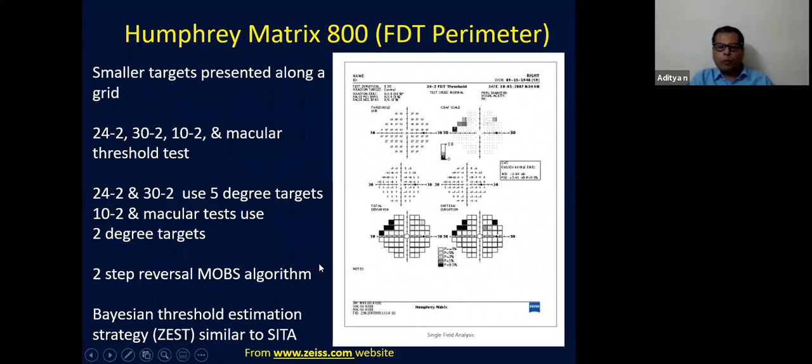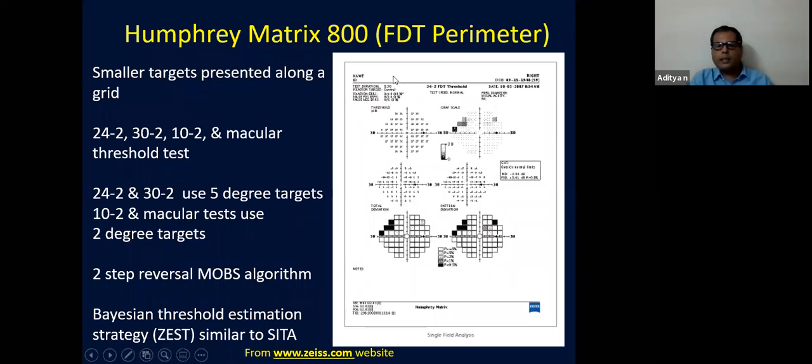There are both screening programs and threshold programs. In threshold programs, they use the 2-step reversal instead of the 4-step reversal, which reduces the time used. One more program is similar to SITA, where there is no reversal done. This is known as the ZEST program, the Bayesian Threshold Estimation Strategy, similar to the SITA present in white-on-white perimetry. Once the test is done, we get a report similar to a standard perimetry.